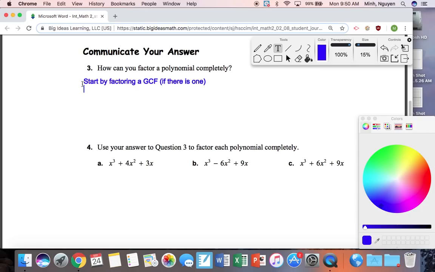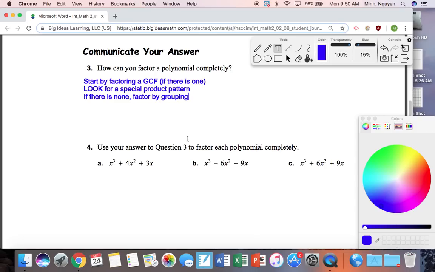After that, look for a special product pattern. That's something like a squared minus b squared, a squared minus 2ab plus b squared, or a squared plus 2ab plus b squared. And then if there is none, factor by grouping.